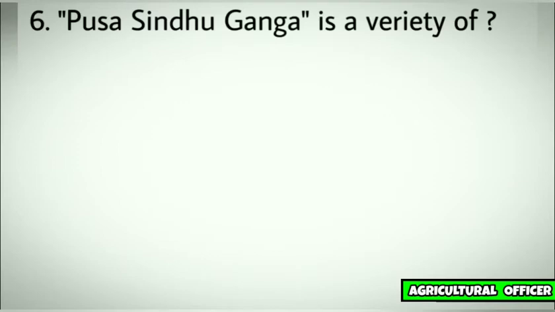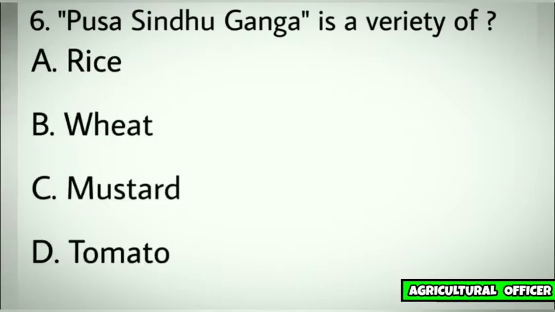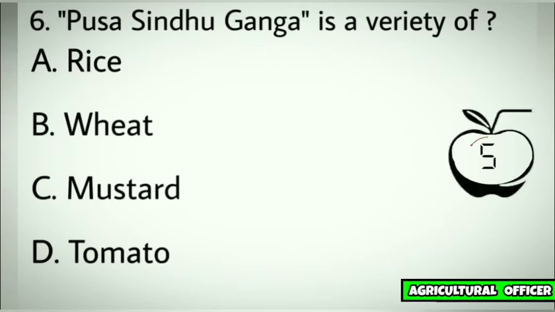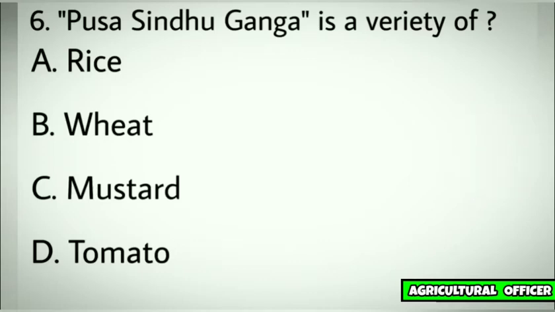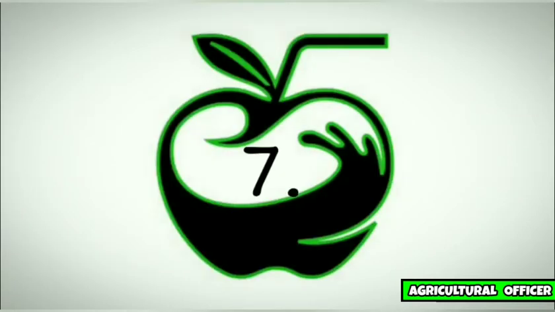Question number 6. Pusa Sindhu Ganga is a variety of options: A. Rice, B. Wheat, C. Mustard, D. Tomato. Correct answer: B. Wheat.